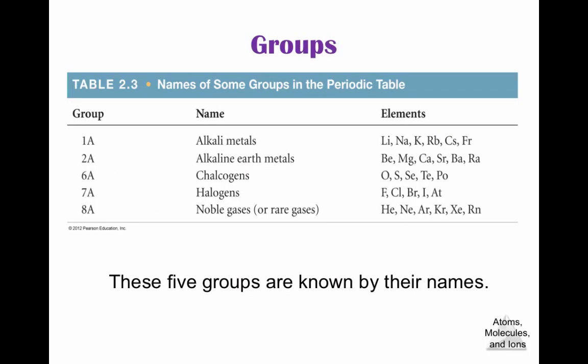These 5 groups are known by their names. These 5 groups you need to know the names for. So group 1 are your alkali metals, group 2 are your alkaline earth, group 6, this is probably a new one, group 6, which is oxygen, sulfur, selenium, tellurium, those are the chalcogens, and again that's probably one that's new, and then group 7 are your halogens, group 8 are your noble gases. These 5 groups you need to know their names.